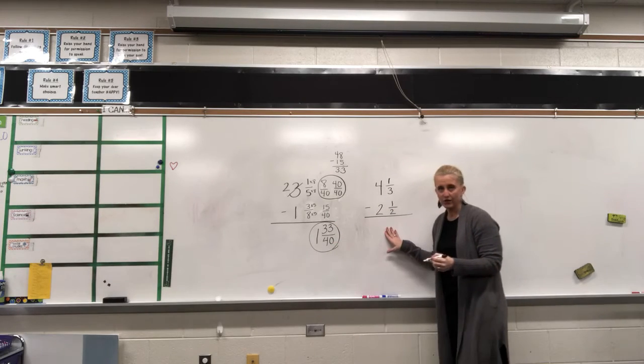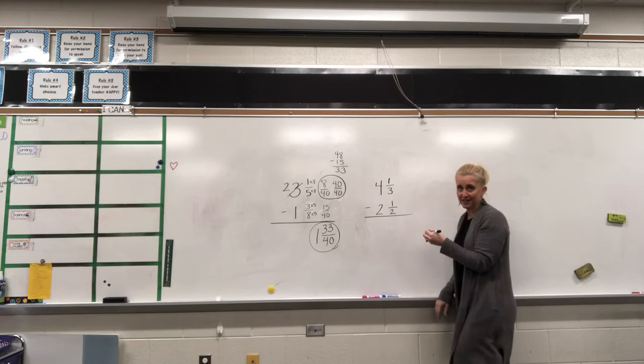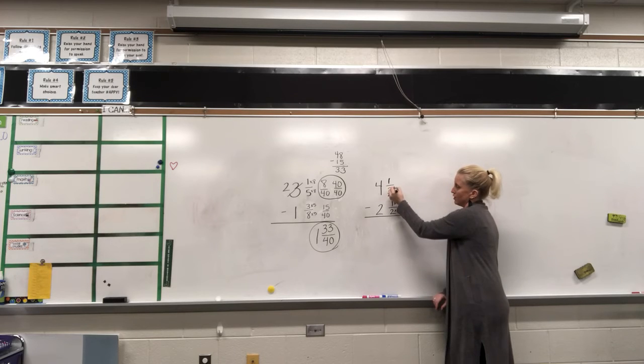Then if I do another one over here, just to refresh our memory, I'm going to make common denominators again. So 2 times 3 is 6. 1 times 3 is 3. 3 times 2 is 6. 1 times 2 is 2.